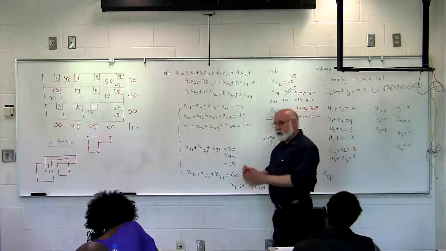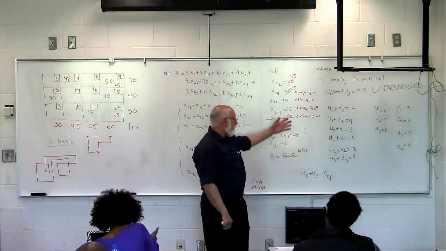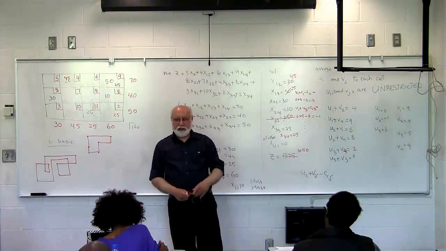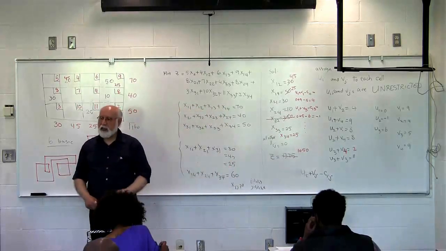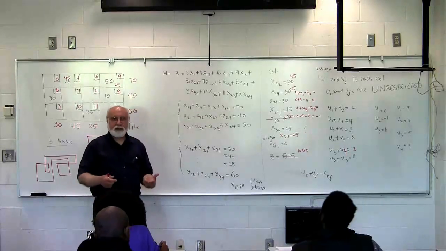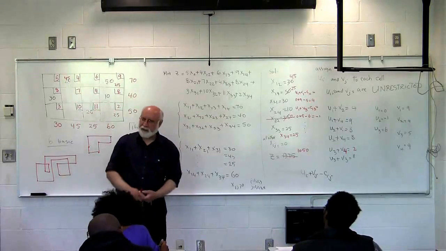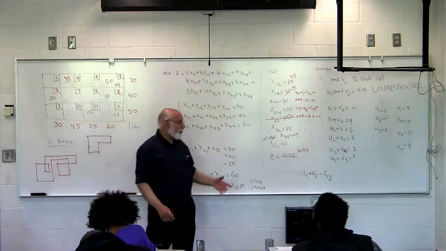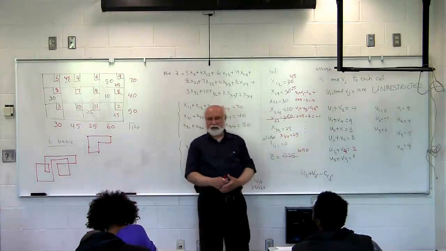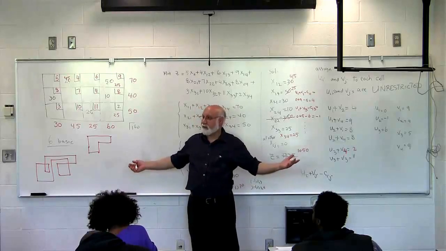So the question, is it optimal? I don't know. I have to do this calculation. And if there is something positive in there, I say it's not. And then I do another loop to see what is coming in and what is leaving. I repeat these steps until, when I do these calculations, everything happens to be either zero or negative.